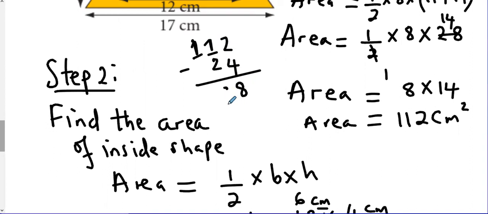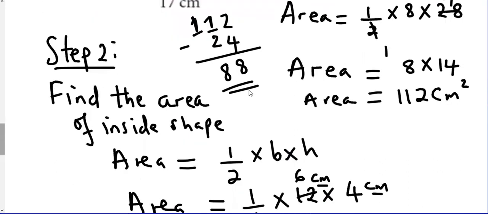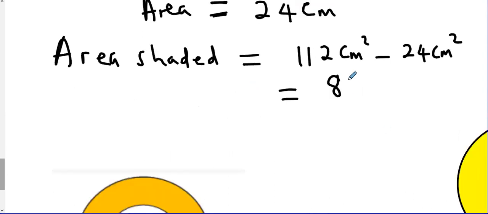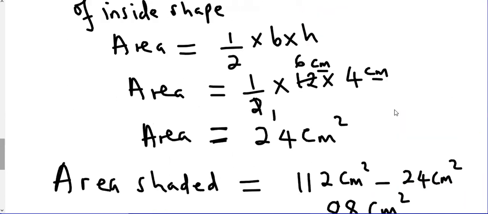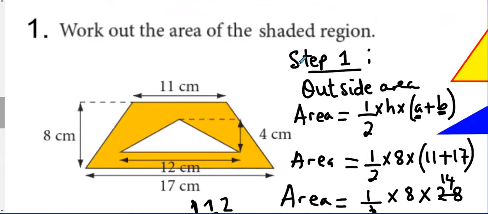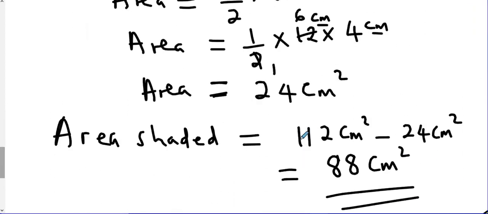And this will also be 8. So the area shaded is 88. Okay, so I think I got it correct. So the area shaded will be 88 centimeters squared. That's the area shaded. Now you can pause this video and start taking notes of all this. Stop there, take the notes, and then stop here, take the notes, and finally finish with this part.